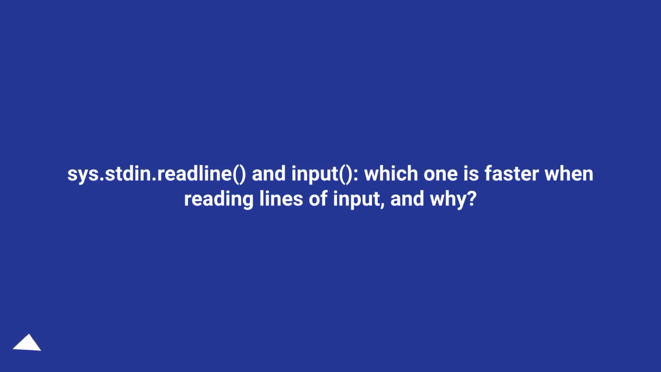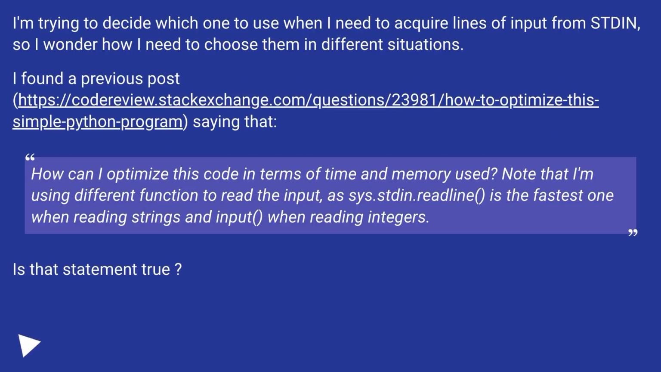sys.stdin.readline and input, which one is faster when reading lines of input, and why? I'm trying to decide which one to use when I need to acquire lines of input from STDIN, so I wonder how I need to choose them in different situations.